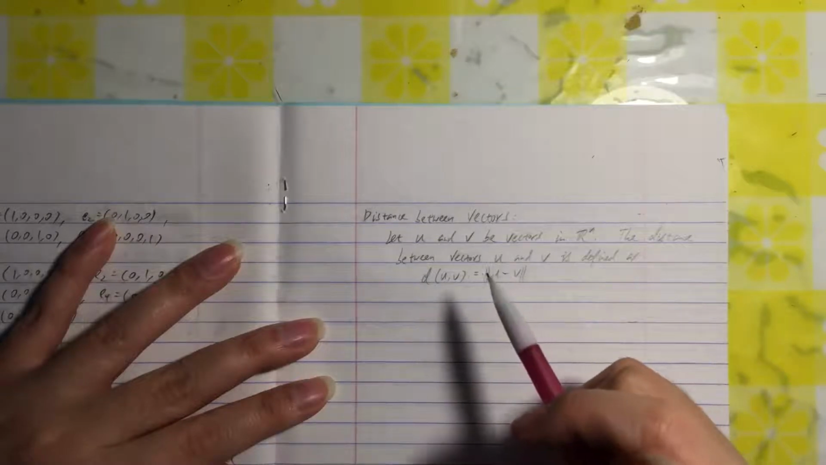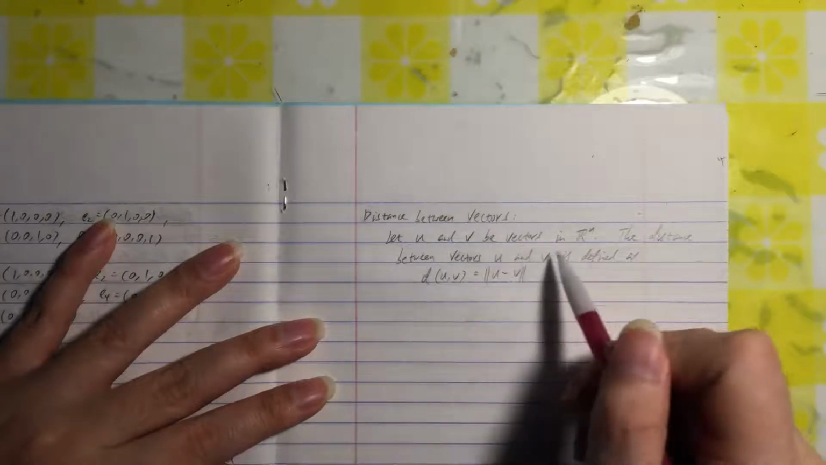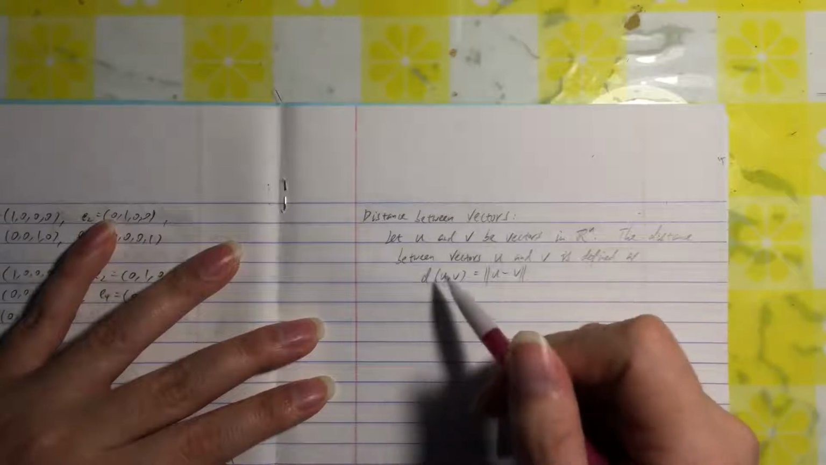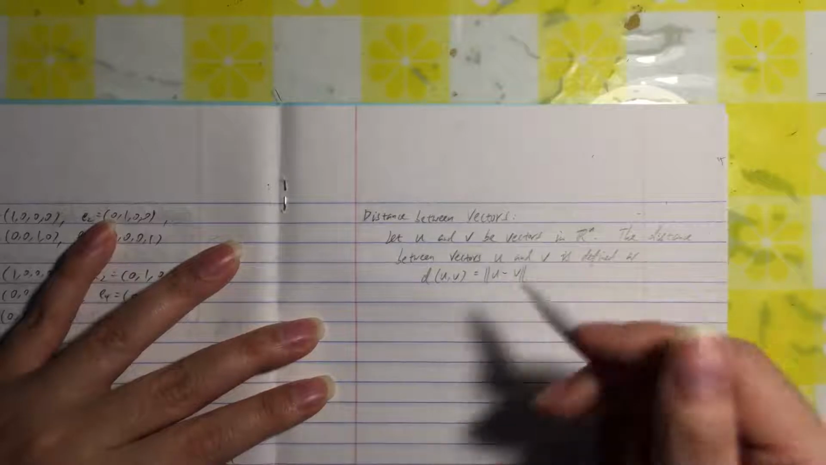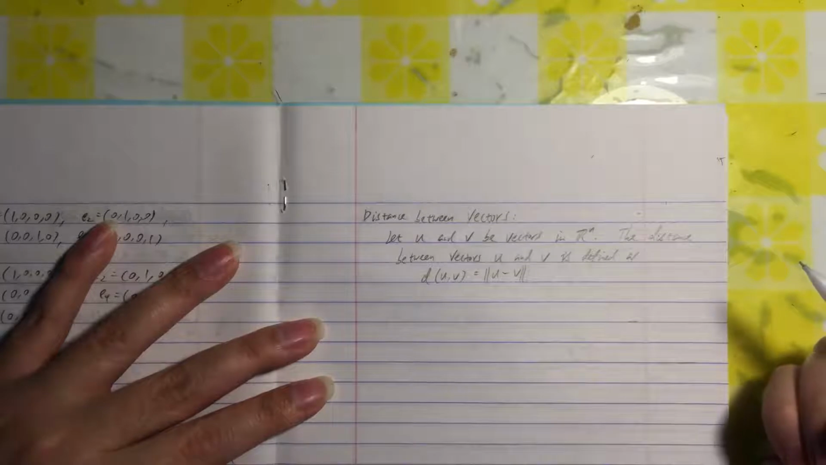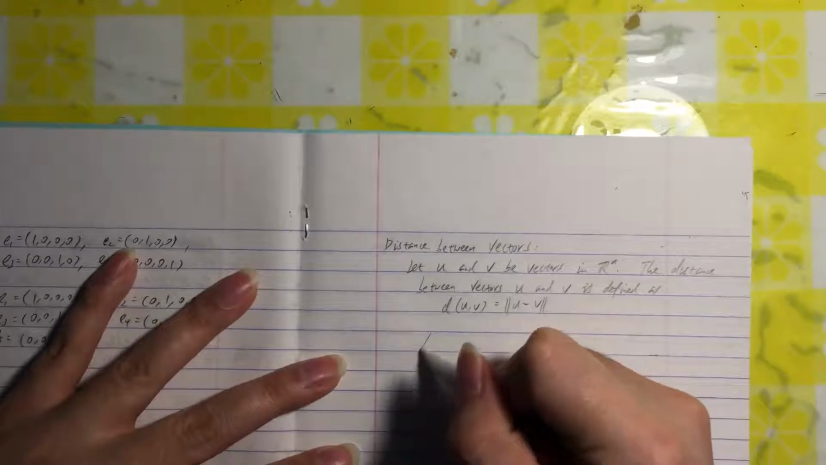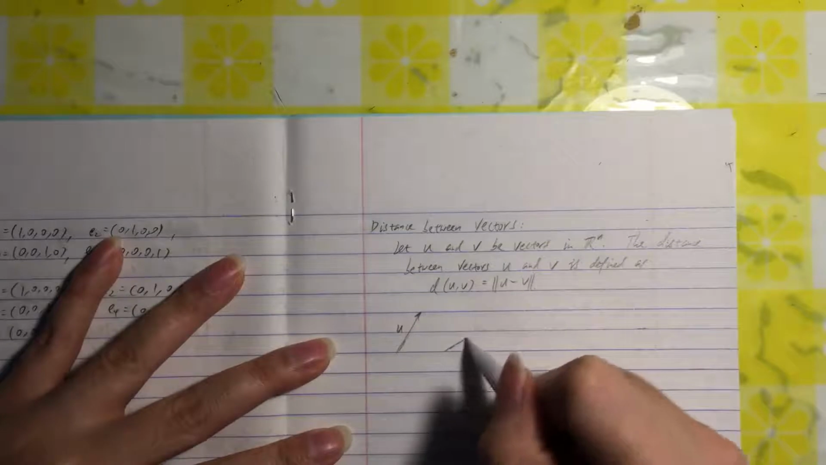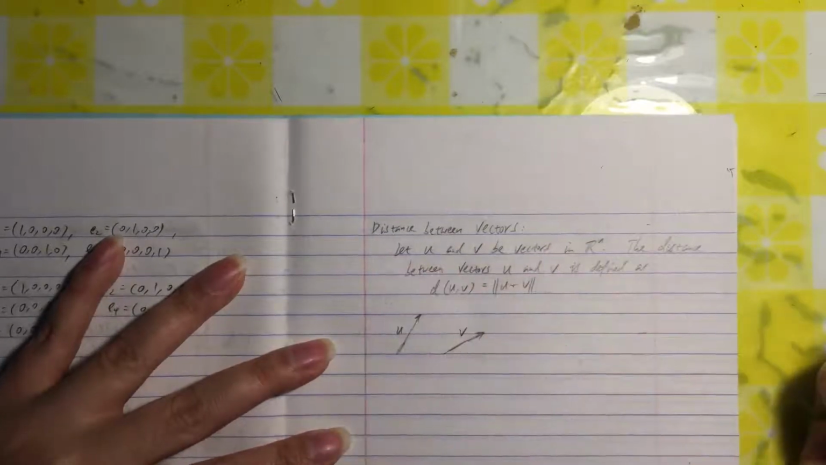Next, let me show you how to find distance between vectors. Let u and v be vectors in Rn. The distance between vectors u and v is defined as the norm of the vector u minus v. That's how we define distance between vectors. How does this definition make sense? Think of this. In R2 or R3, we can draw vectors u and v. How do we find distance between these two vectors, u and v?